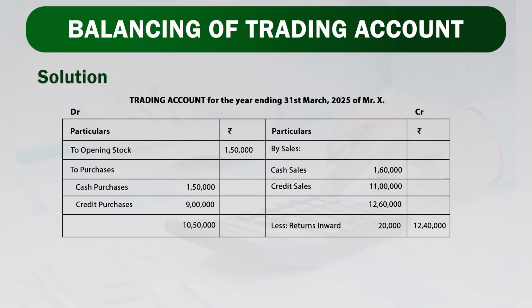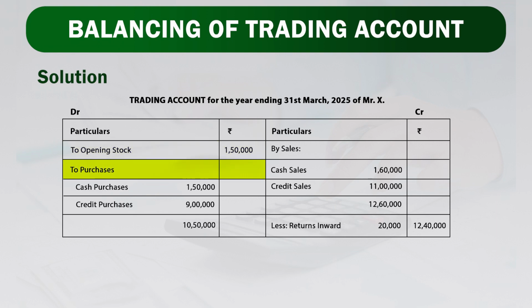Friends, as per the norms of accounting, we have observed closing entries which are to be recorded in trading account. Now, we will prepare trading account. Trading account for the year ending on 31st March 2025 of Mr. X. First, we will look at debit side items. The first item is opening stock of rupees 1,50,000.